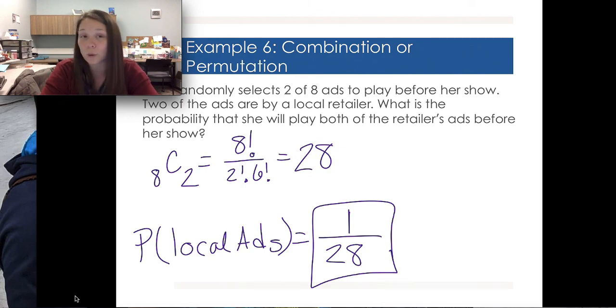All right, so that wraps up theoretical probability. The next video will cover experimental probability.